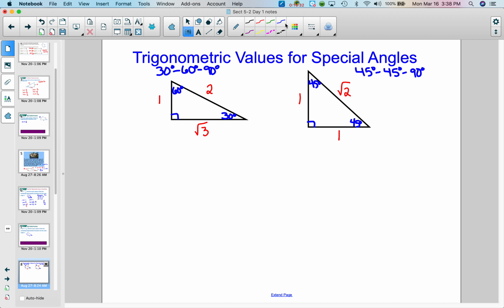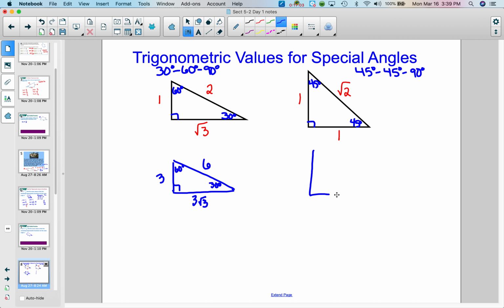So what that means, for example, let's say I had a 30, 60, 90 triangle. So say this was 30 and this was 60. And then if I knew that this side length was 3, then I would know right away that this is double that. So this would be 6, and this would be 3 root 3. So that's what that means.